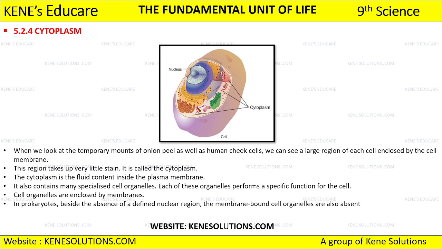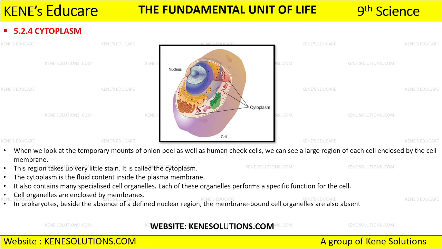So cytoplasm is the reason why each and every cell organelle is able to stay stuck in the cell. Each of these organelles performs a specific function for the cell, and cell organelles are enclosed by membranes. They are enclosed by different membranes which protect them.